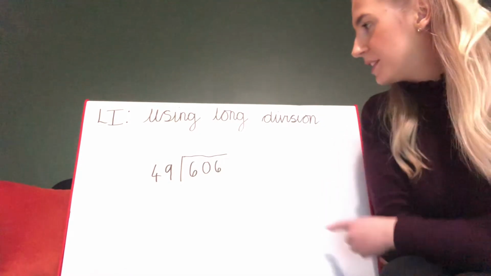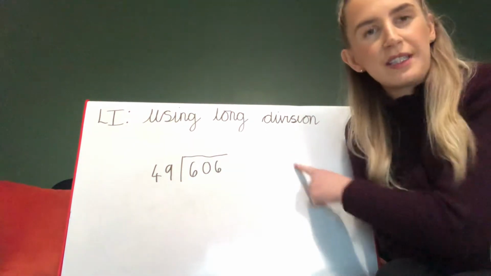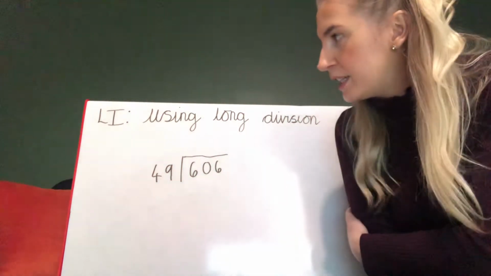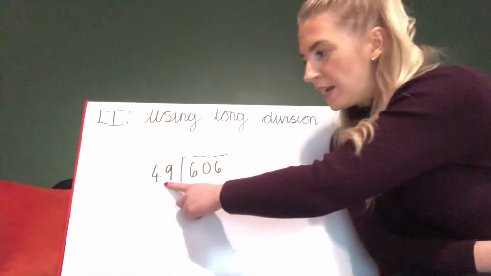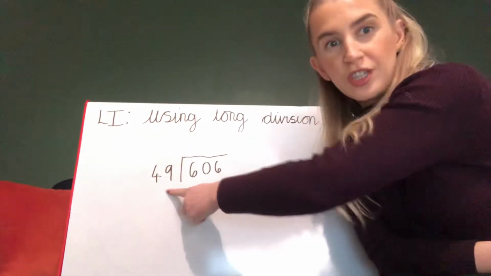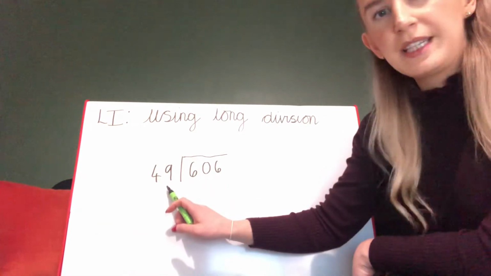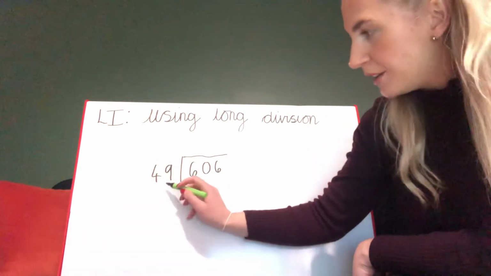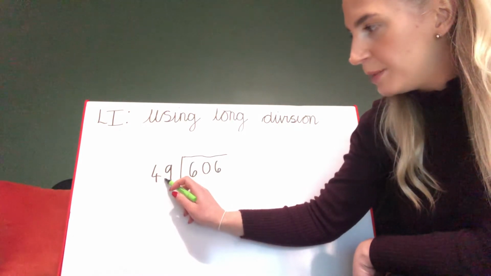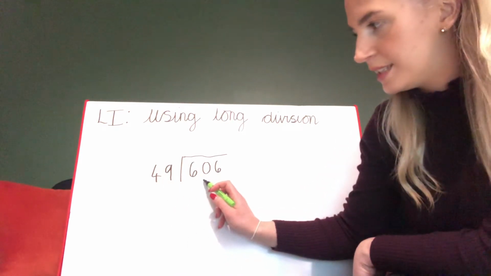So today we are continuing to use the long division method to solve division problems. Now remember, we use long division when our divisor is a 2-digit number. So we've got the calculation 606 divided by 49. Now step 1 is to ask yourself, how many times can 49 fit into 60?